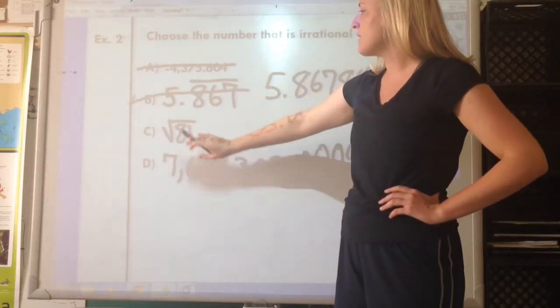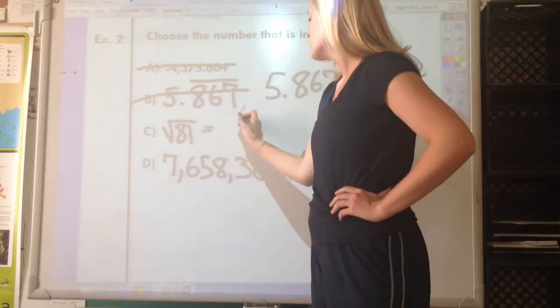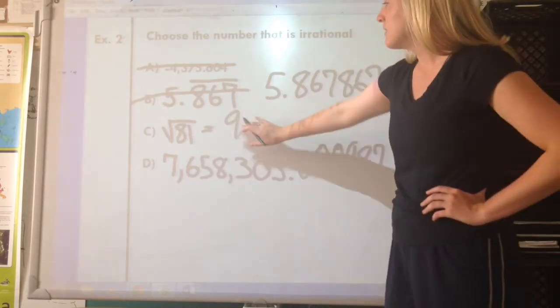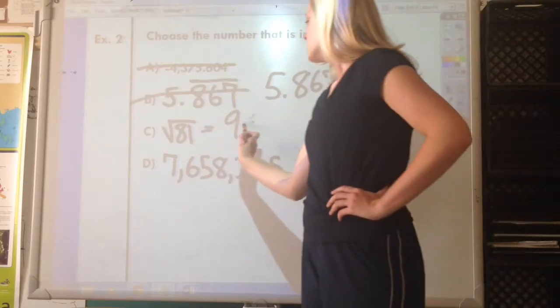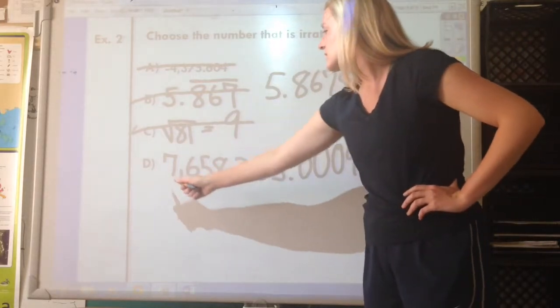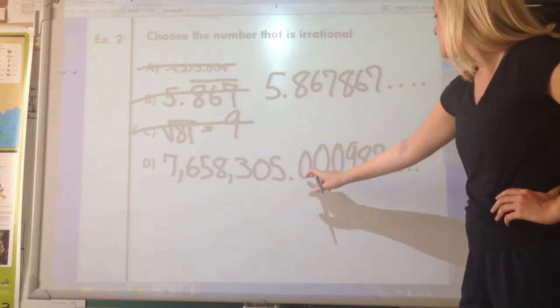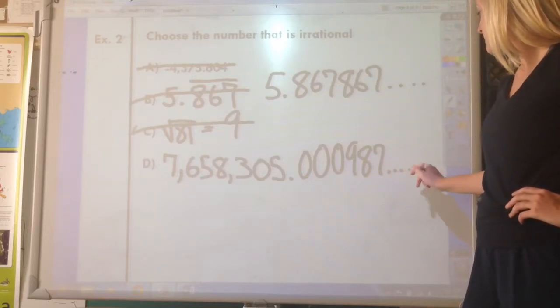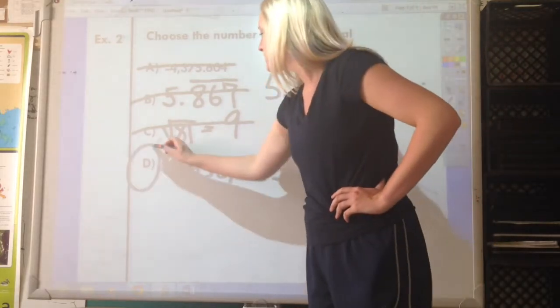C, the square root of 81. I'm thinking back to last week, and I know that the square root of 81 is 9. 9 terminates right there. It's definitely a rational number, so I can eliminate C as a choice. That leaves me with D. And of course, I look past my decimal, and I see that the numbers go on forever and ever because of the ... at the end. So D is my answer choice.